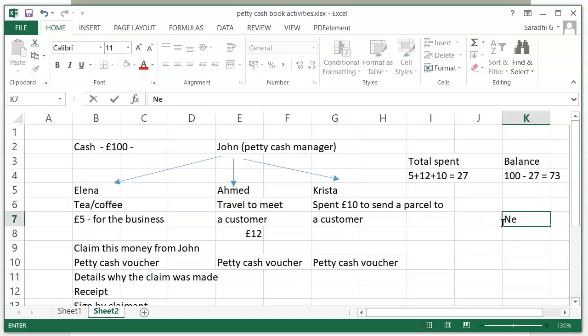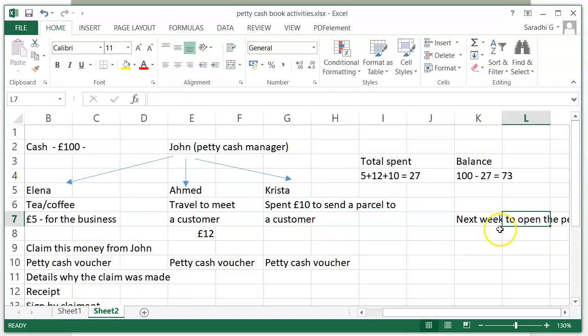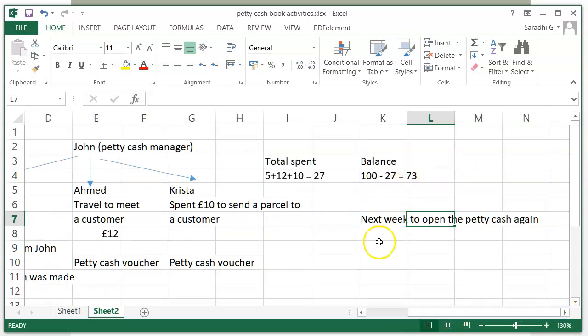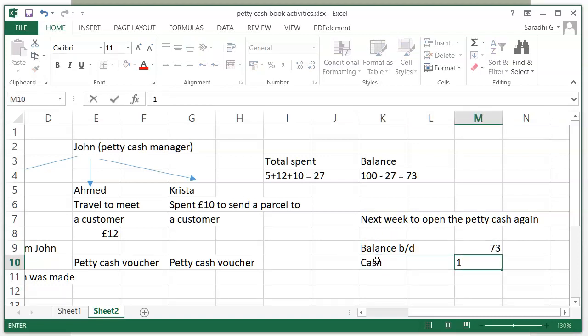So next week, to open the petty cash again, they will not be using 100 pounds because they already have a balance brought down from last week of 73 pounds. So if they again withdraw 100 pounds, their balance is going to become 173. And any business does not want too much cash in their petty cash. So what they will do is, they will only withdraw the money they have spent.